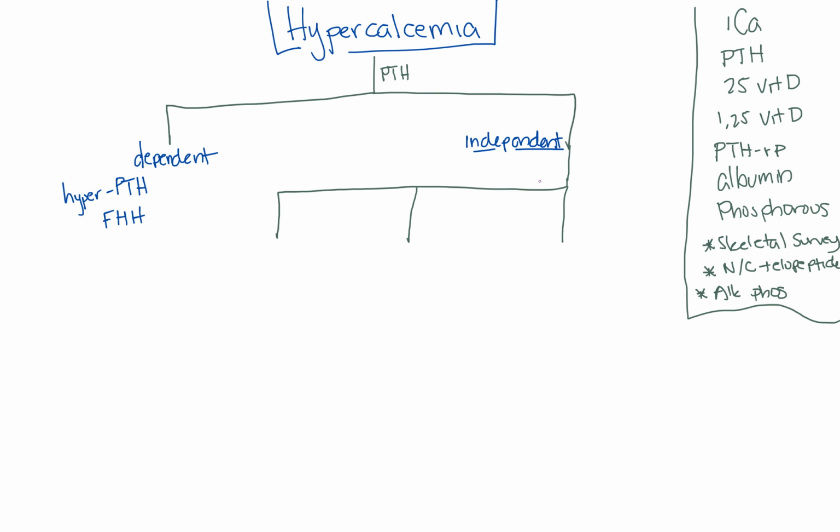And the three tests that you should be really looking at are going to be, let's quickly change color here. Your three things you're going to be looking at is your PTH-RP, your 125 vitamin D, or calcitriol is often the name of the lab test. Calcitriol is 125 vitamin D, and then your other processes that are not going to be PTH-RP or 125 vitamin D dependent.